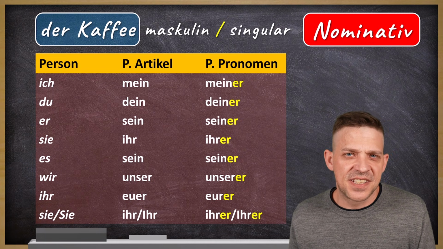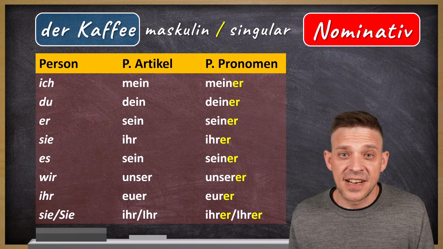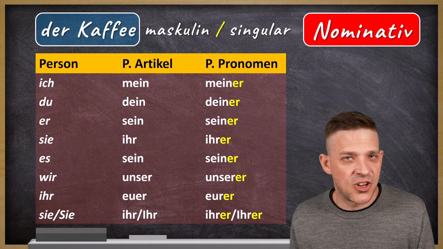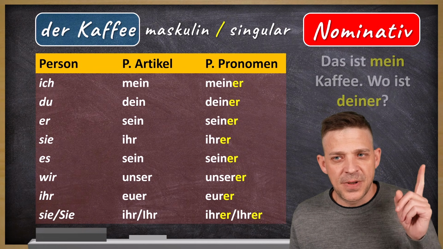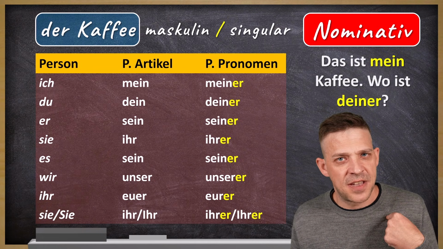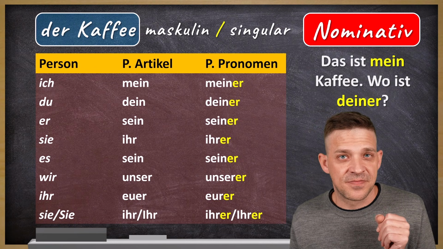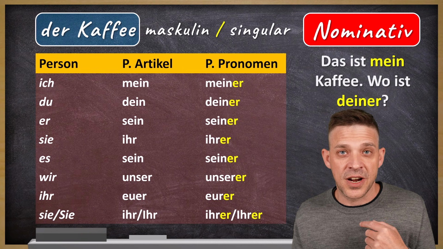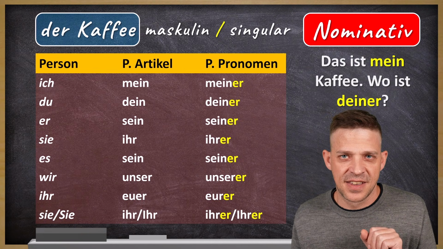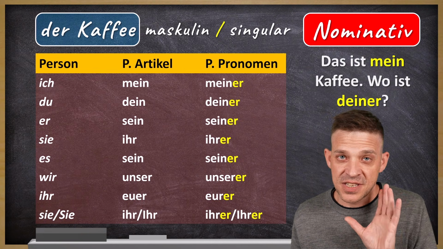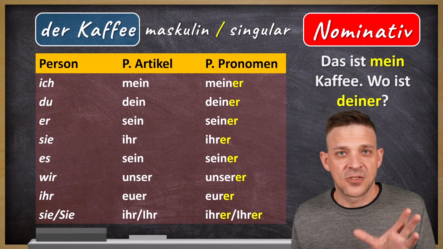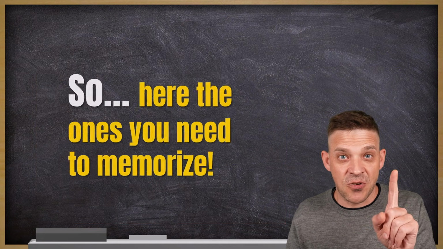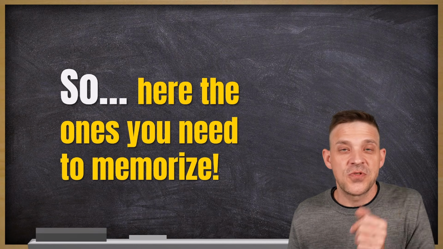And here you can see that possessive article and possessive pronomen, they are not the same. Ein Beispielsatz, das ist mein Kaffee, wo ist deiner? This is my coffee, where is yours? Again, here they're not the same, right? So they are different. So, here are the ones you need to memorize.